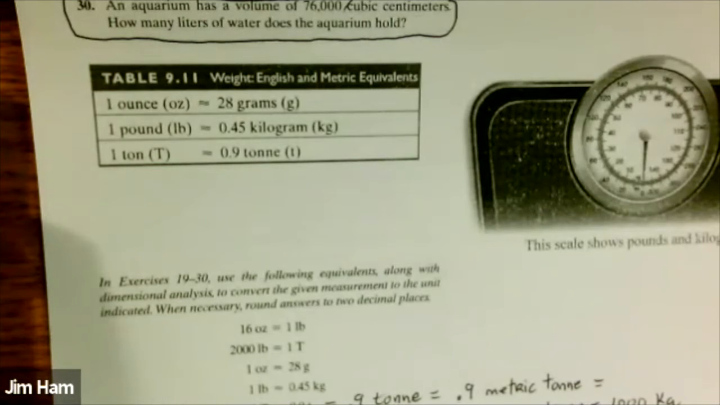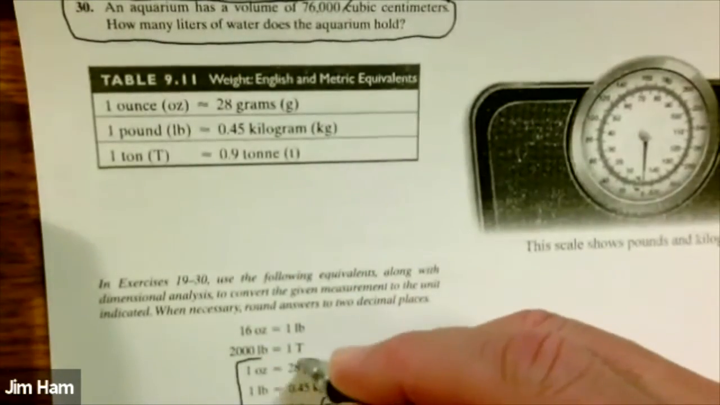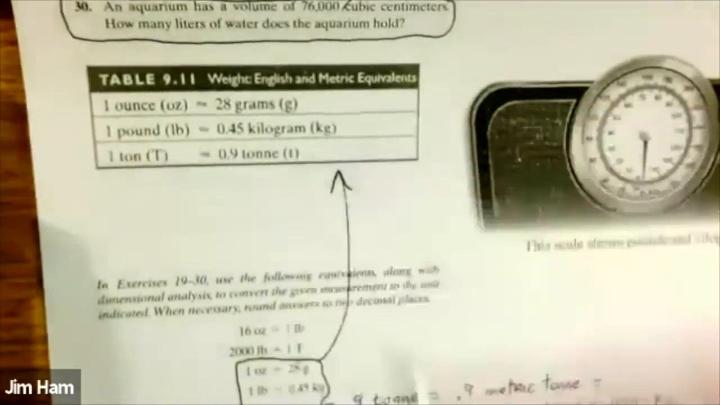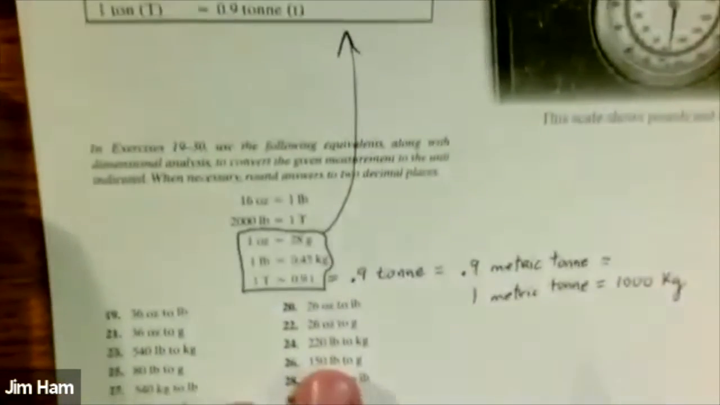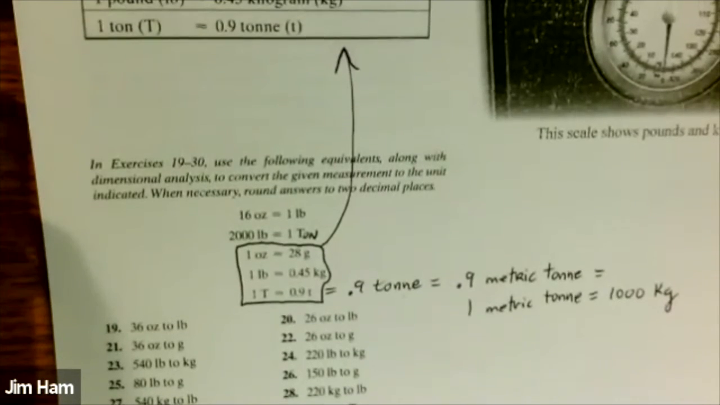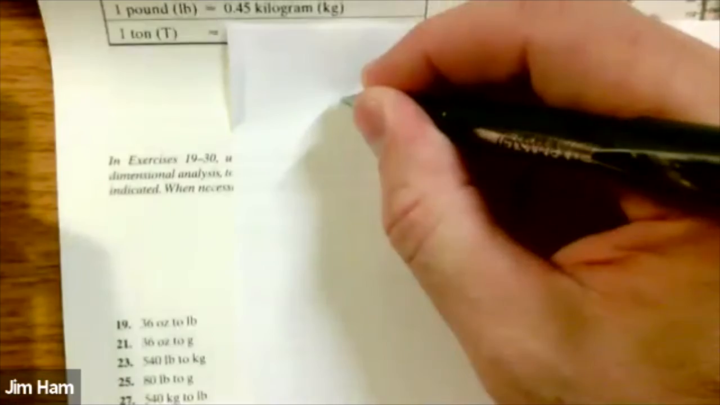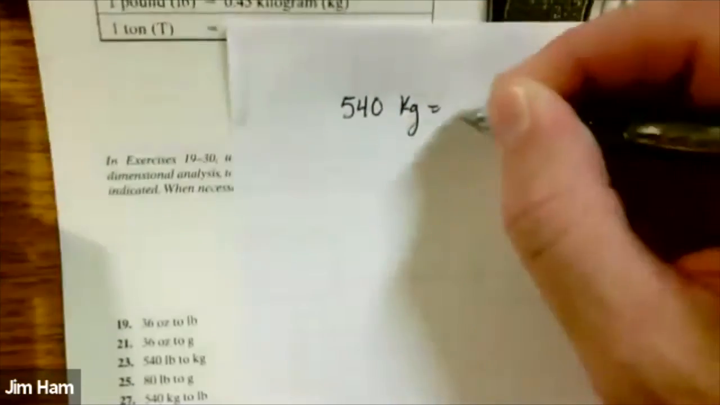So some of these conversions here also appear up here, these three. So these are the three basic ones that are also up here. But here are some other ones as well from the English standard system that you might be familiar with. 1 pound is 16 ounces and 1 ton is 2,000 pounds. So let me take a look at number 27. We have 540 kilograms and we want to know how many pounds that is.